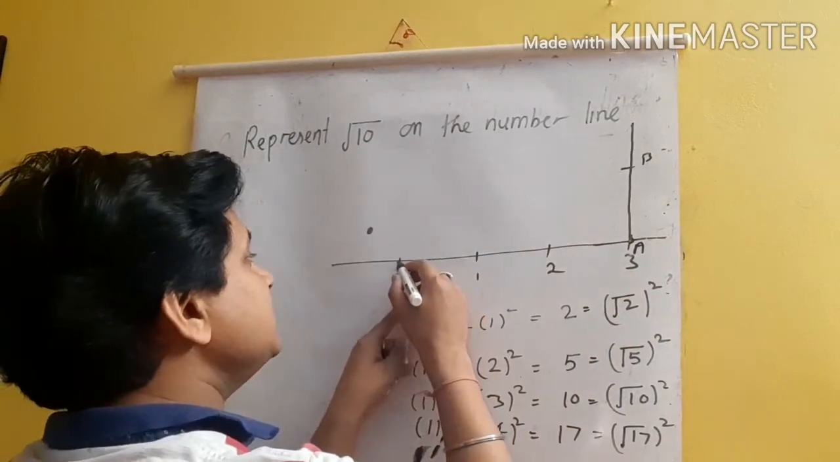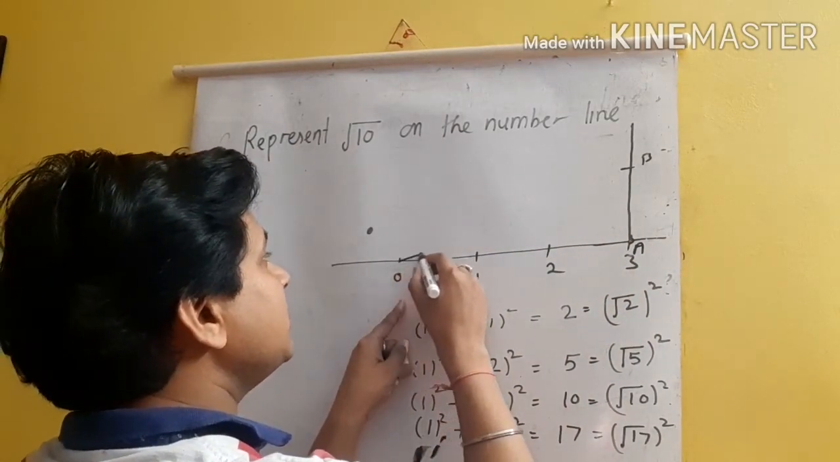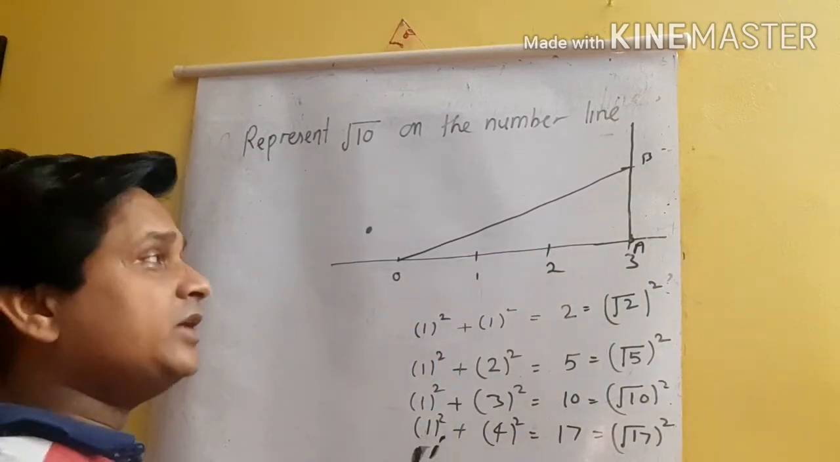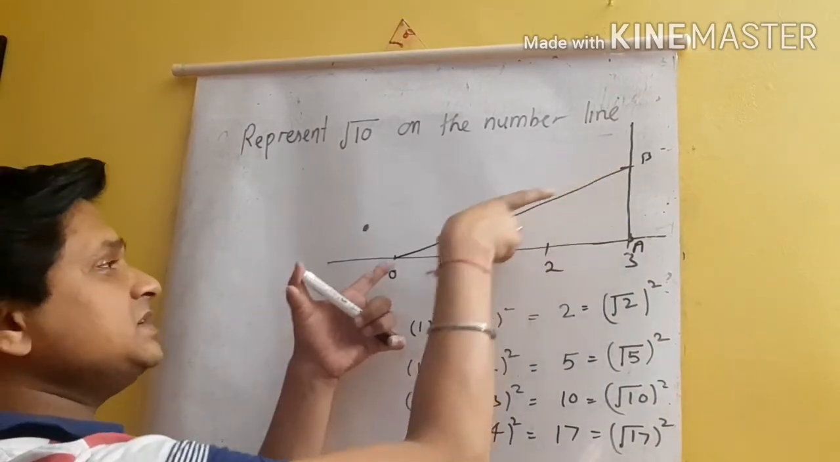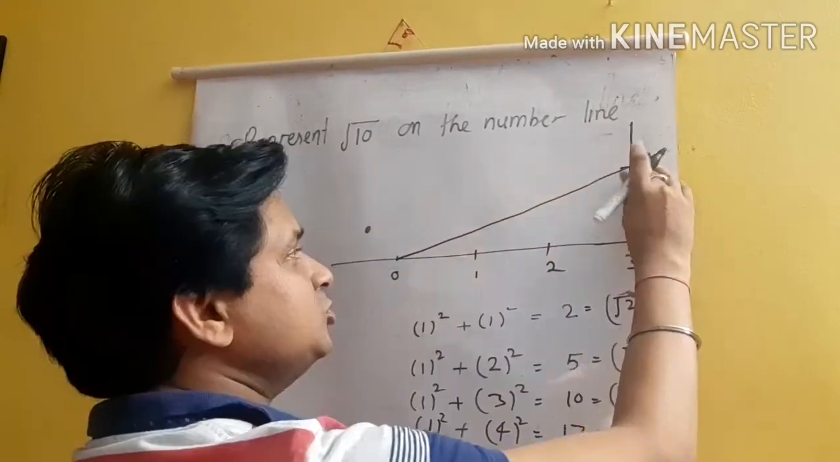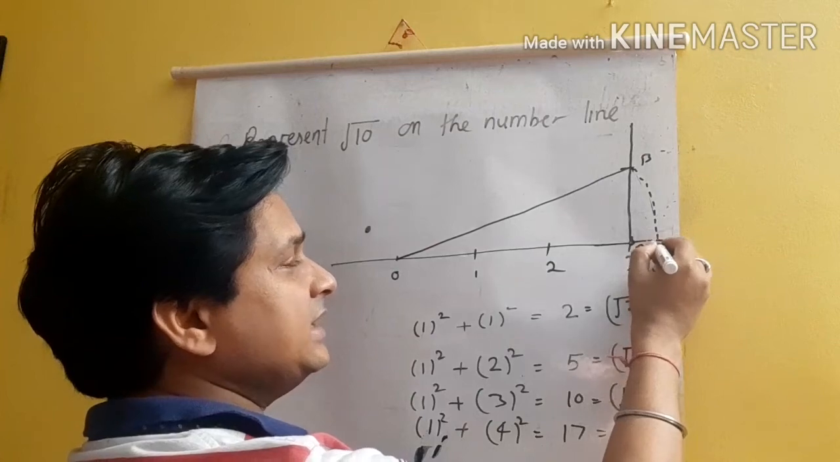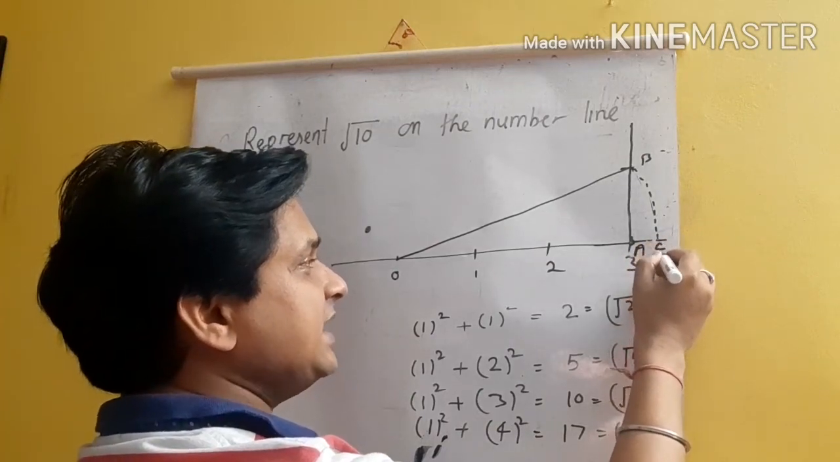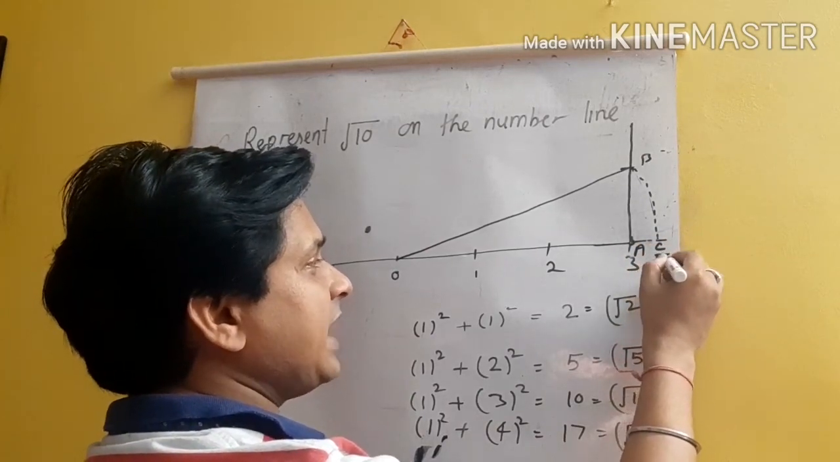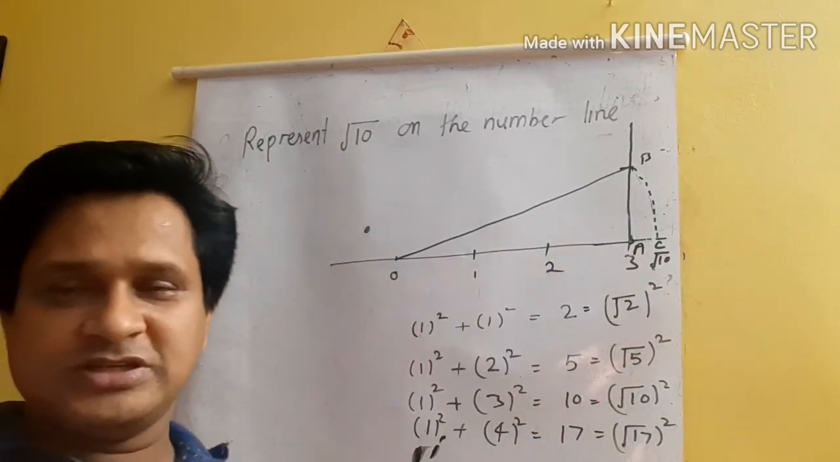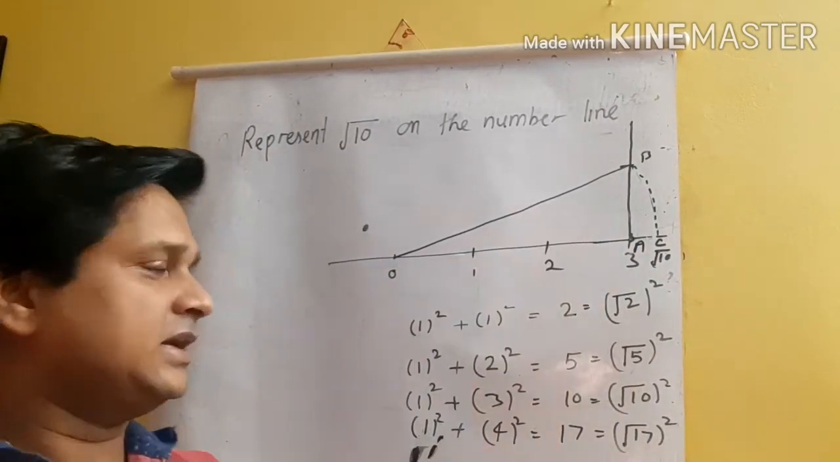Now you join this initial point with this B. Okay, now you will take your compass again and you will measure this OB. You will drop an arc, and where it intersects the number line, suppose that is point C and it will represent root 10. Root 10 means 3 point something. You can see after 3 it is. So this is the way to represent root 10.